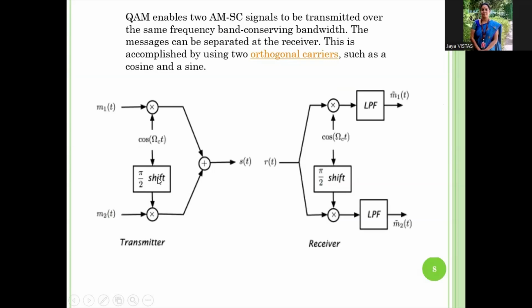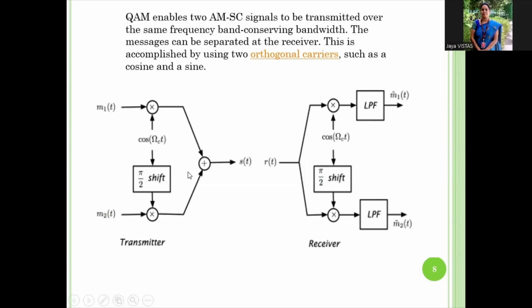Here it is a phase shift, cos or sine, a 90-degree phase shift. Pi by 2 means 180 divided by 2, it is a 90-degree phase shift. Then this is the transmitted signal, S of t is the transmitted signal. Here at the receiver, R of t is the received signal.